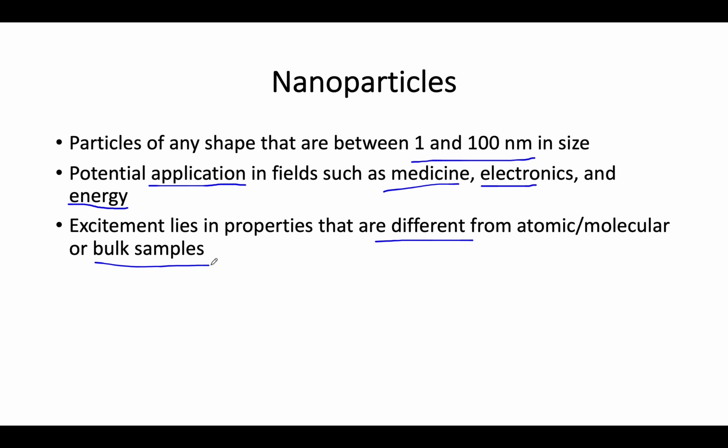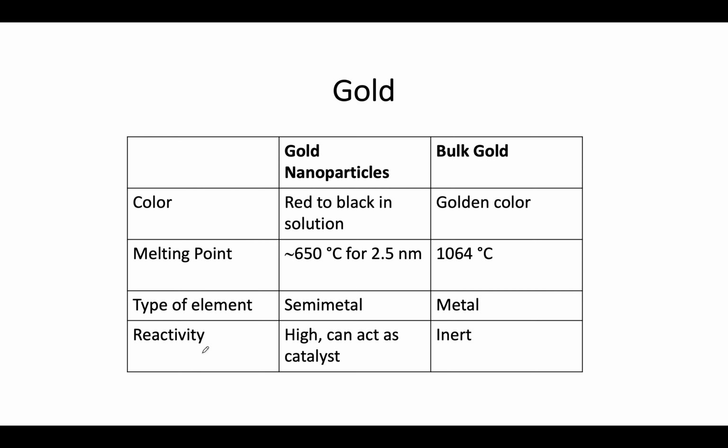than bulk samples. So the table that you saw to start, you can see here pointing out some of the significant differences. One thing I just want to point out is distinct. This is very qualitative terminology, metal, semi-metal, but clearly there's a difference in these substances. Bulk gold, not reactive, inert. Gold nanoparticles, they can act as a catalyst. So this is definitely pointing out the differences with nanoparticles.